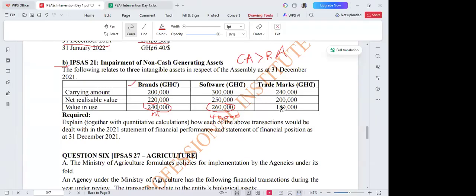Then we move on to the next one, trademarks. The value in use is 180. The net realizable value is 200,000. What's the higher value in this case? The net realizable value is the higher, so that is our recoverable amount. We check the condition for impairment first. Is the current amount greater than the recoverable amount? Yes. Then we compare for impairment. What would be our impairment in this case? 40,000.